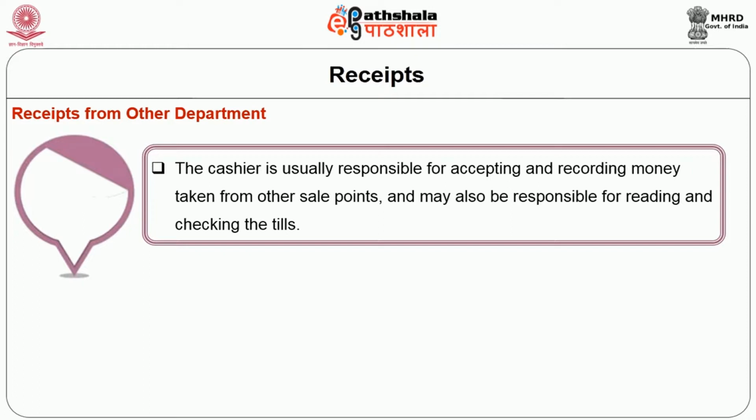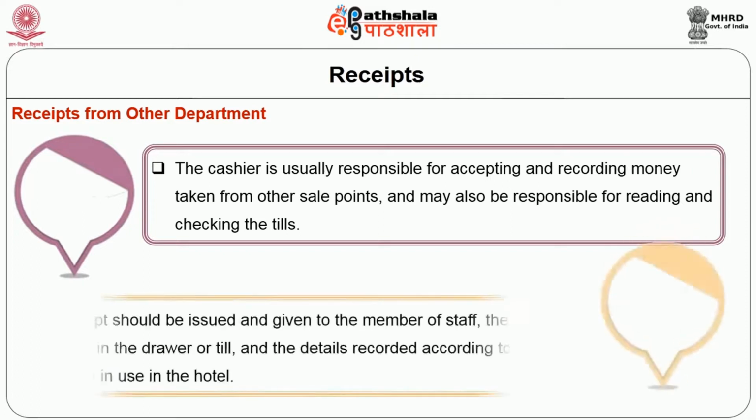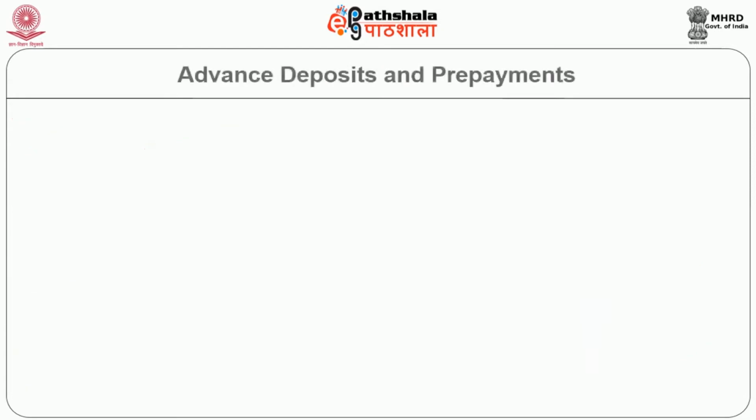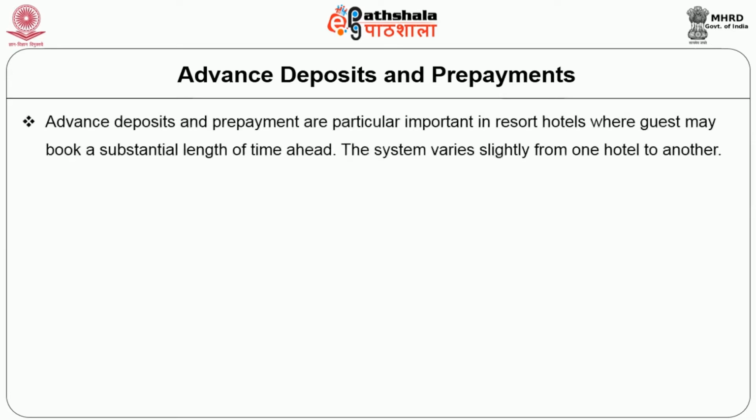The cashier is usually responsible for accepting and recording money taken from other sale points and may also be responsible for reading and checking the bills. A receipt should be issued and given to the member of staff, the money placed in the drawer or the cupboard, and the details recorded according to the system in use in the hotel.